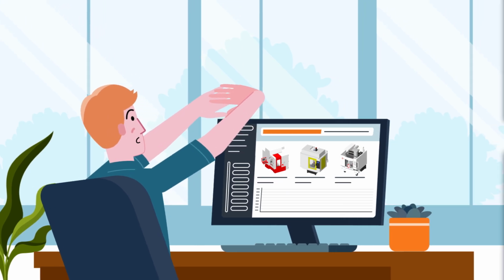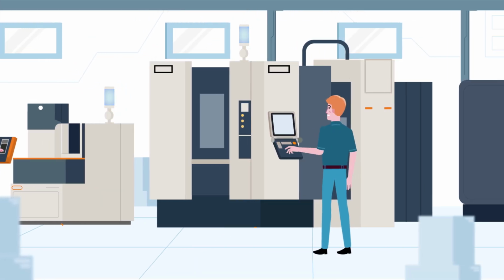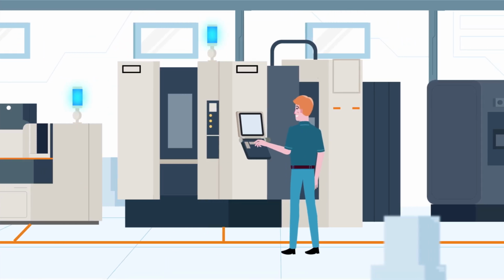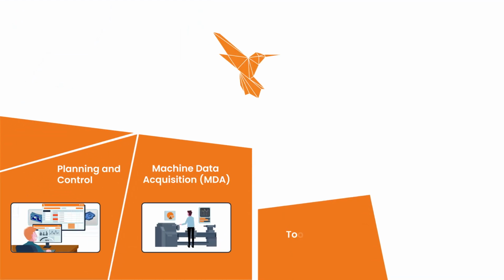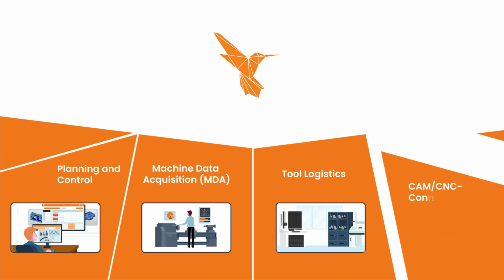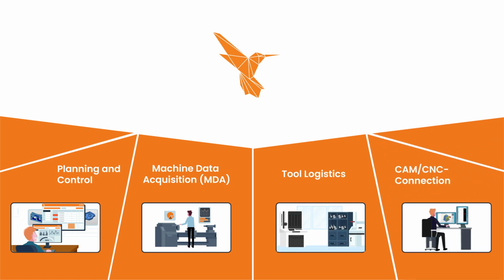Thanks to the modular Hummingbird system, getting started with digitalized production is child's play for Mr. Smith. After machine data acquisition, other modules such as planning and control, tool logistics, or the CAM-CNC connection can be seamlessly integrated into the Hummingbird system. This gives Mr. Smith complete transparency over his production step by step.